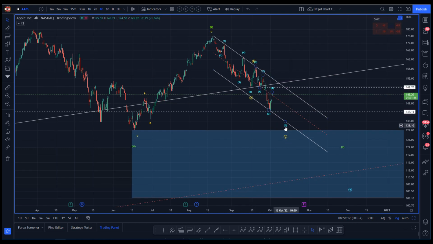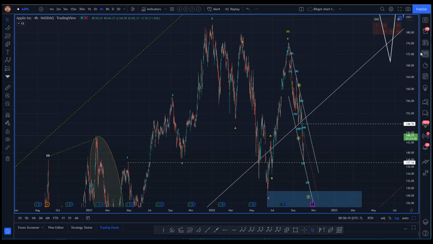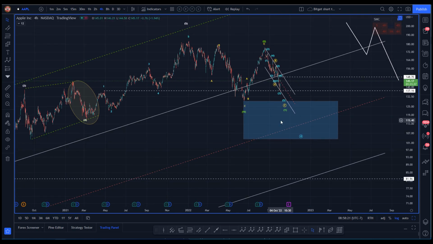What are we doing here? We're going to come down for the 5 for the C. Is that the Y to finish the correction? We're going to end up with something flattish. You can certainly make a case for it. Little complexity here.